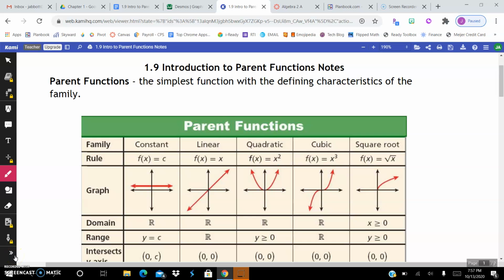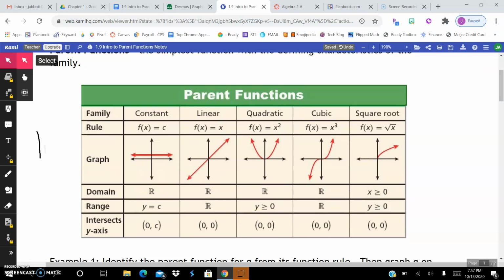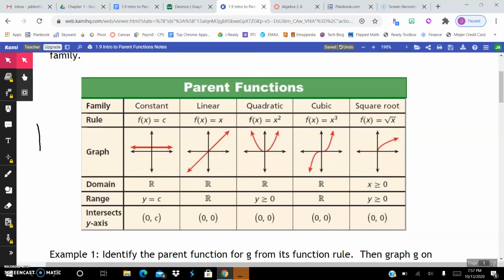For the last section of Chapter 1, we are going to do an introduction to parent functions. A parent function is the simplest function with the defining characteristics of the family. So there are 5 different families of functions listed here in this chart. And the parent function is the most basic version you can get of each type of function.